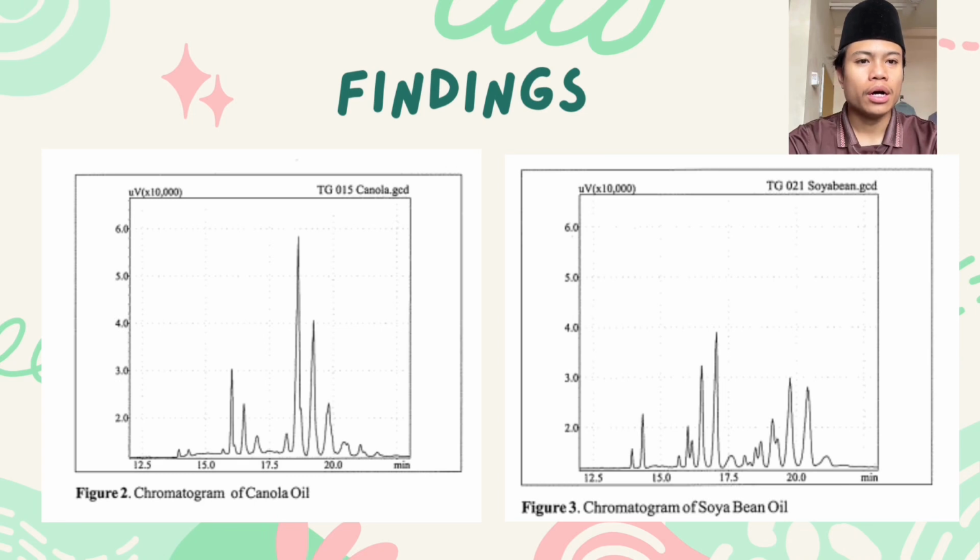Here's what we found. In canola oil, in figure 2, we found that canola oil had fewer peaks, but some of them were very tall. This suggests that canola oil contains a small number of major triglycerides, which are present in higher amounts. Next, we got soybean oil in figure 3, which had more peaks spread across the whole retention time range. This tells us that soybean oil has more types of triglyceride and it's more chemically complex.